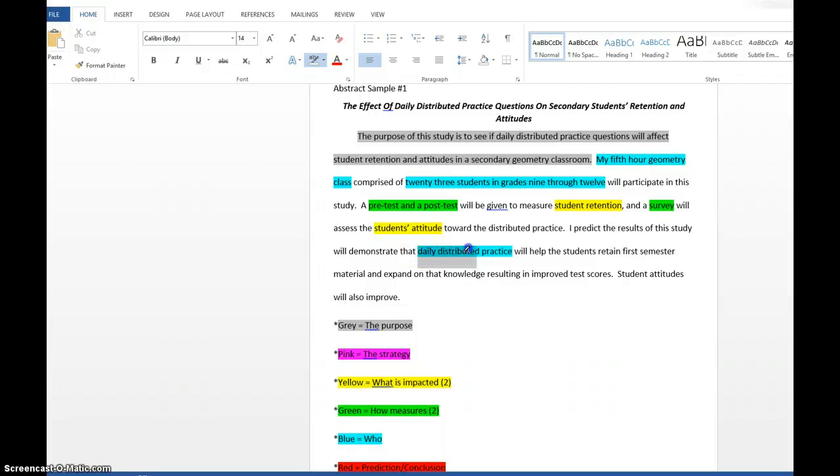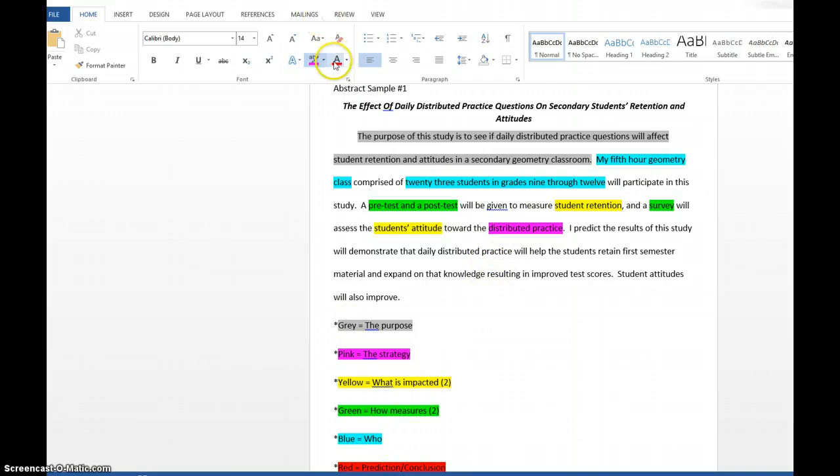Oh, you gotta love technology. We're gonna get it. I'm going to use this distributed practice as my strategy. It doesn't matter where you highlight it in your abstract that you turn in, just so you have all the pieces highlighted.